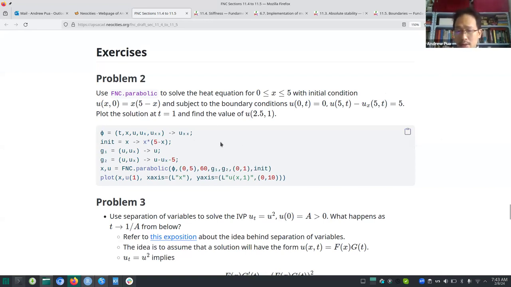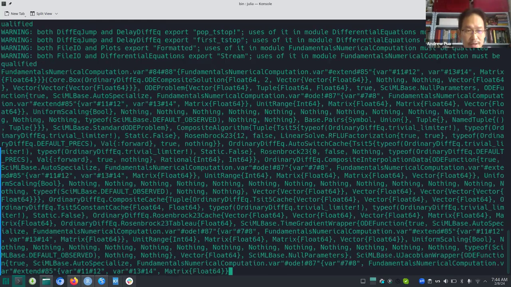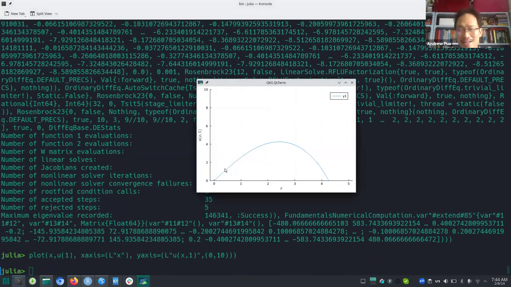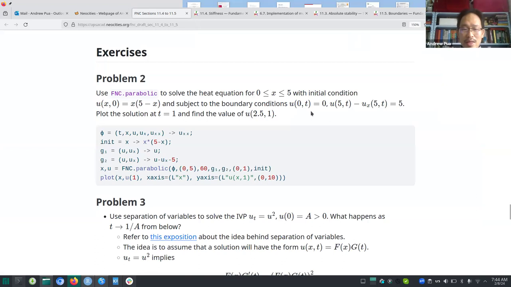I don't think I'll have time to really go through the solution for this one, but let me show you what a solution looks like at t equal to one. Okay, it's going to take a while. There. That's the solution at time equal to one. There will be an animation that shows you the behavior of this solution. You could create that animation as well.